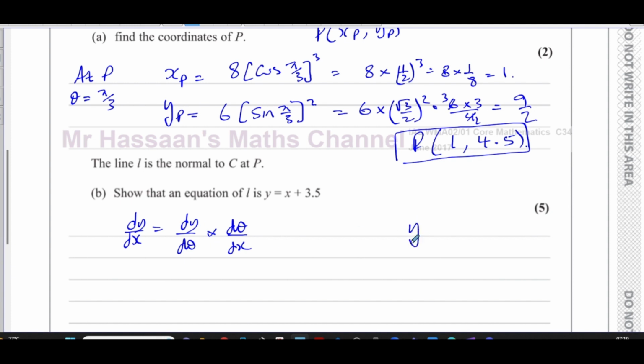Now we know that y equals 6 times sine theta squared. I'm going to write it in this form because it makes it easy to differentiate. If I want to find dy/d theta, I multiply by the power, so I get 12. This stays as sine theta. I take 1 from the power, but then I multiply by the differential of what's inside the function. This is from the chain rule. The differential of sine theta is cosine theta, so this becomes cosine theta.